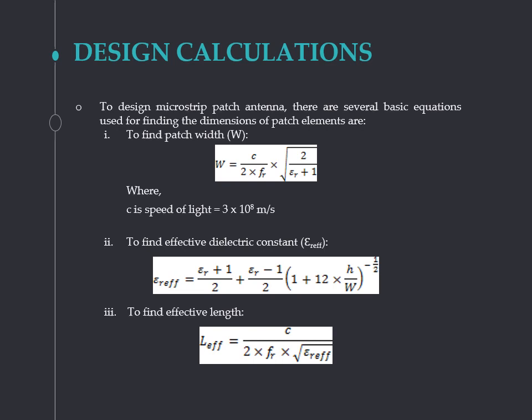Design calculations. Our project's dimensions are calculated by using several basic equations which are listed here. First, to find patch width, W is equal to C upon 2 into Fr into root of 2 upon epsilon R plus 1. Here Fr is the resonating frequency which is 26 GHz. To find the effective dielectric constant, epsilon R effective is equal to epsilon R plus 1 divided by 2 plus epsilon R minus 1 divided by 2 into 1 plus 12 into h by W whole raised to minus half. Next is effective length, that is L effective is equal to C upon 2 into Fr into root of epsilon R effective.